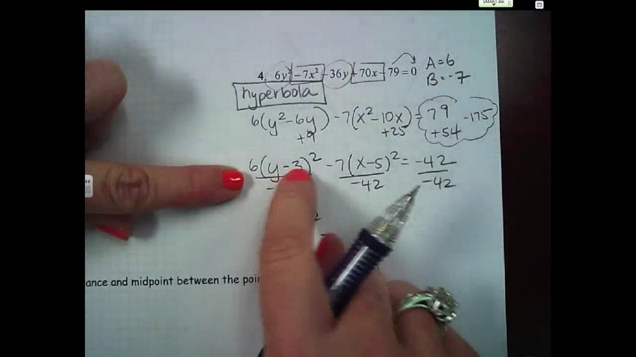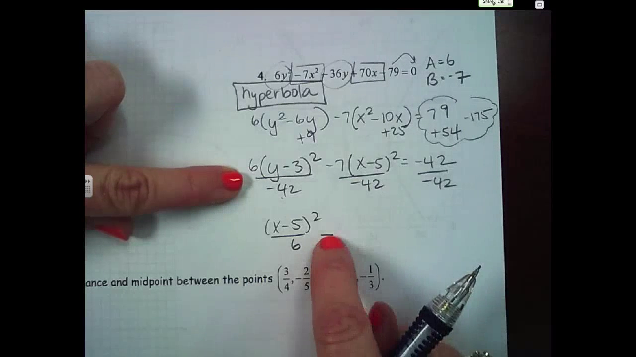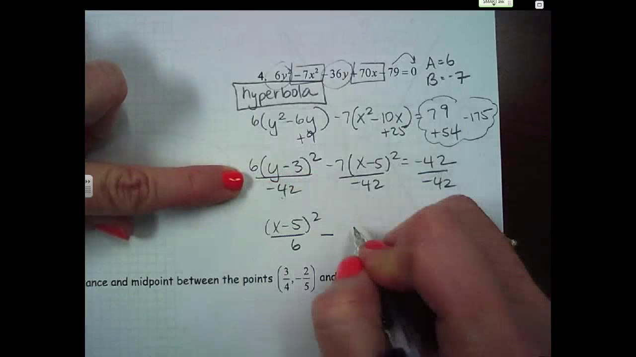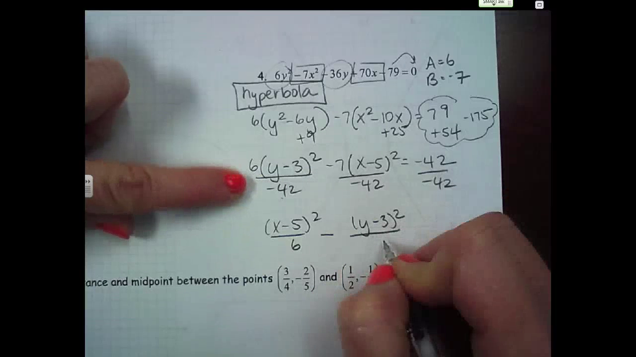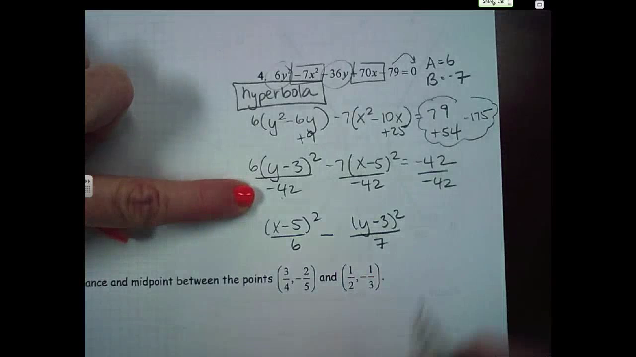Kids asked me earlier about distributing. No, it just means I want a minus here, then I'm going to write this down. This becomes y minus 3 squared over 7 when you reduce it, equals 1.